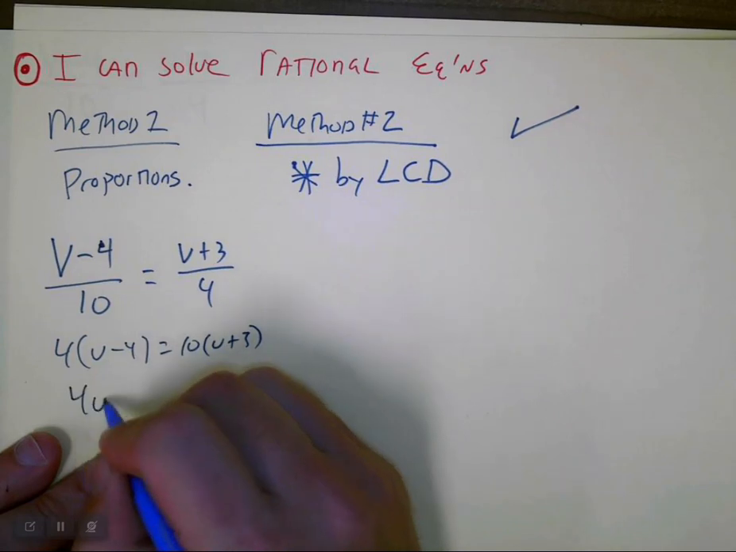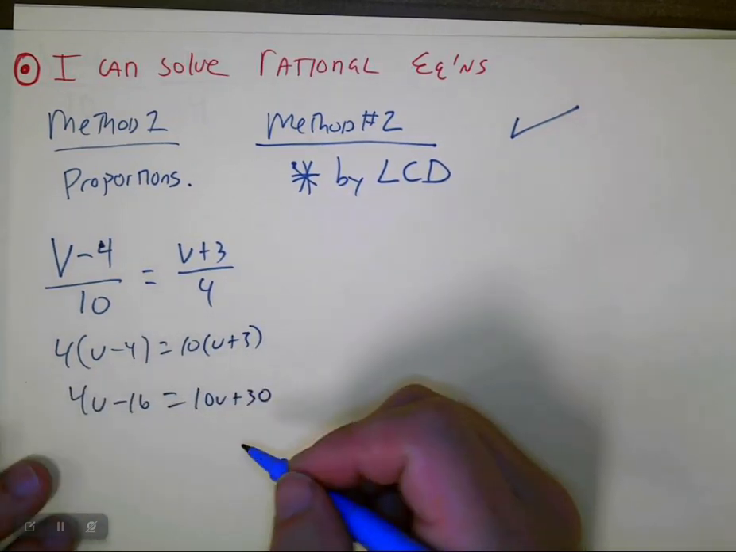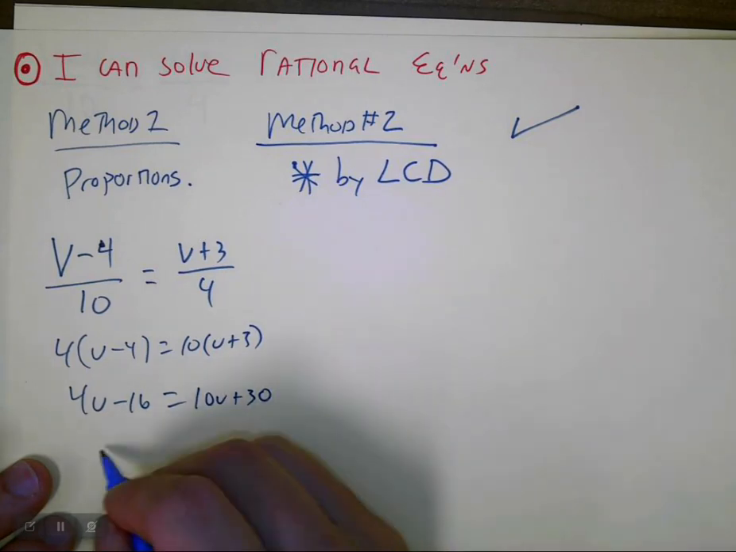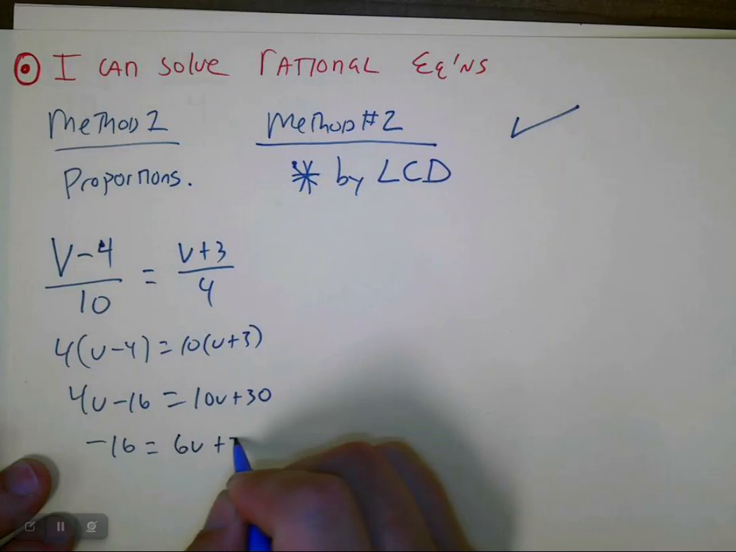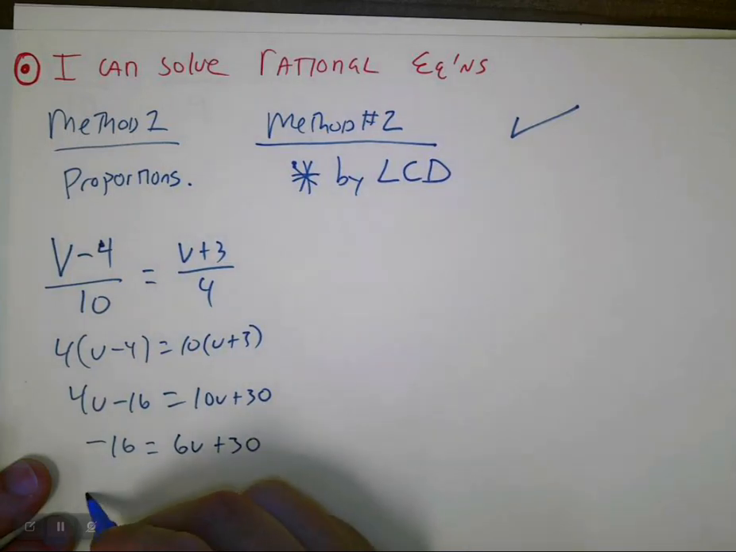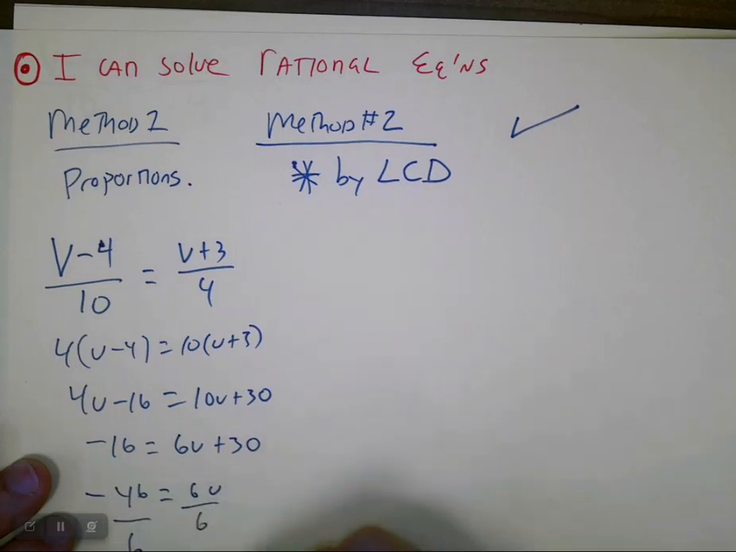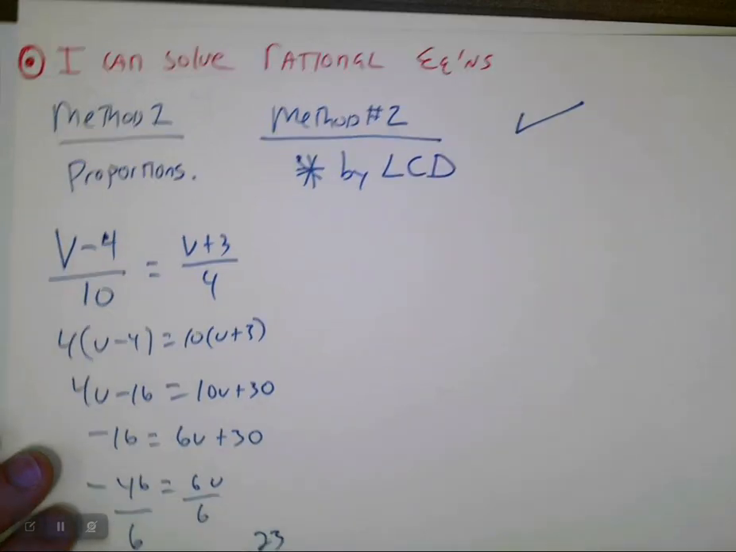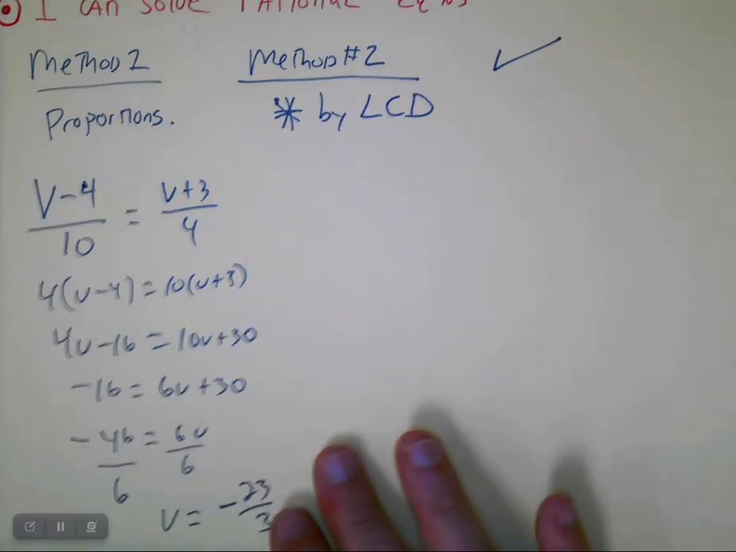So you get 4v minus 16 equals 10v plus 30. And then you solve like you normally would. You subtract 4v, so you get negative 16 equals 6v plus 30. Subtract 30, you get negative 46 equals 6v. Divide by 6, so v equals negative 23 over 3. That's pretty easy to do. Not a tough one. Totally manageable, right?